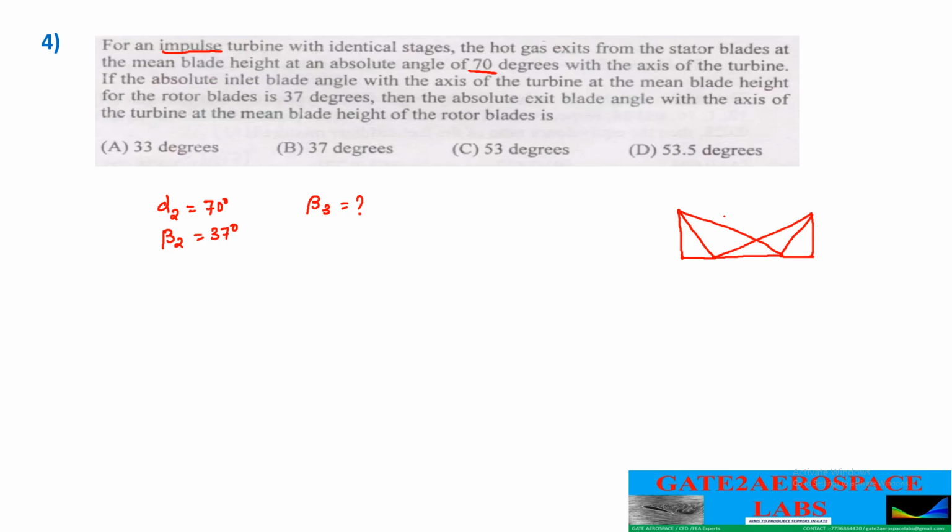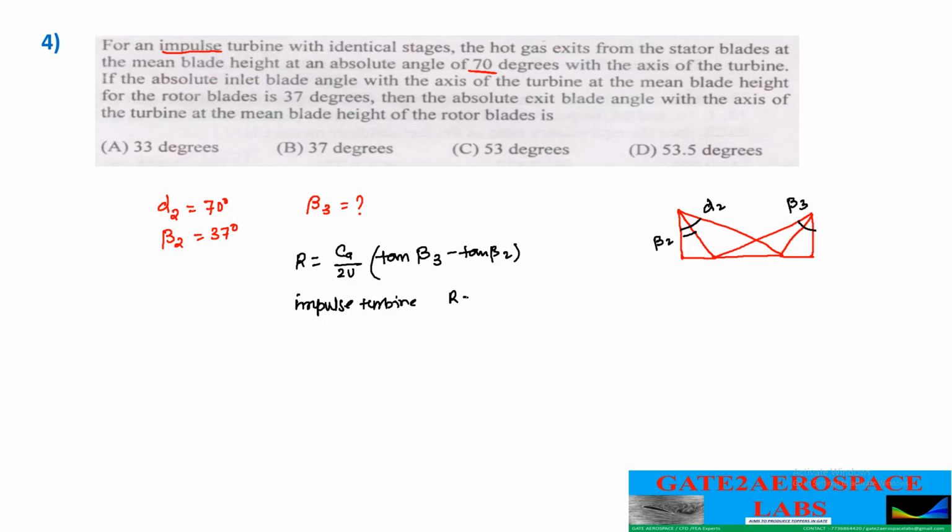Okay, this is the diagram. This angle is alpha 2. This angle is our alpha 2. This angle is our beta 2, and this angle is our beta 3. Now we know for a compressor, the degree of reaction is given as Ca by 2U times tan of beta 3 minus beta 2.